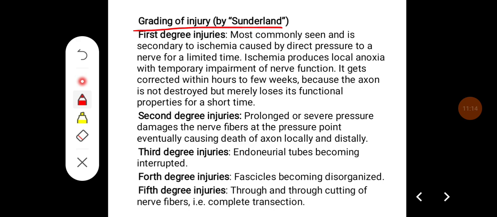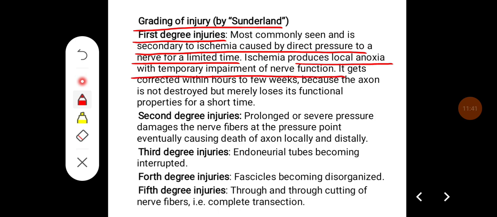The grading of the injury is based on Sunderland. So they are called first, second, third, fourth, and fifth degree injury. First degree injury is the most commonly seen and is secondary to ischemia caused by direct pressure to a nerve for a limited time. Ischemia produces local anoxia with a temporary impairment of nerve function. It gets corrected within hours to a few weeks because the axon is not destroyed but merely loses its functional properties for a short time.